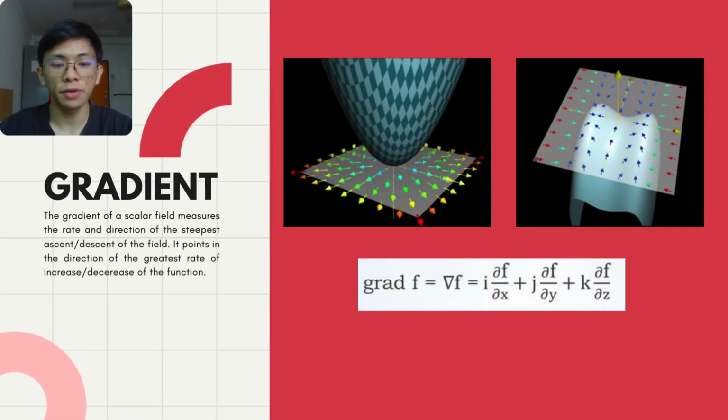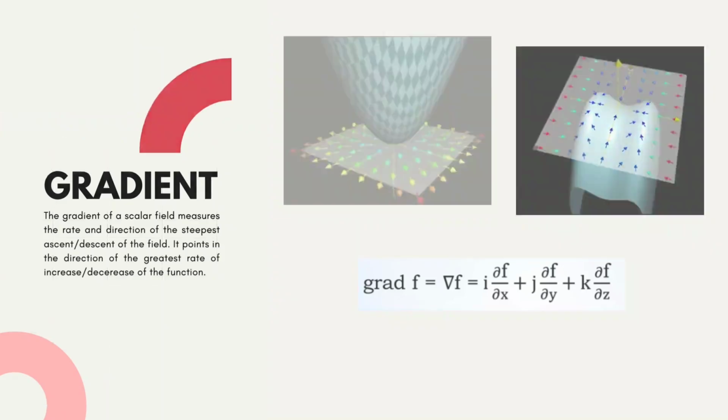The gradient is a scalar field measuring the rate and the direction of the steepest ascent and descent of the field. It points in the direction of the greatest rate of increase or decrease of the function. For the gradient, we usually write in the formula ∇f equals i times the partial derivative of f with respect to x, plus j partial derivative of f with respect to y, plus k partial derivative of f with respect to z.